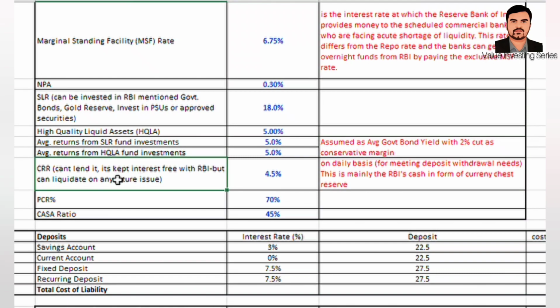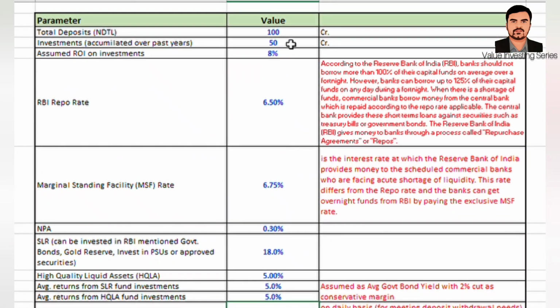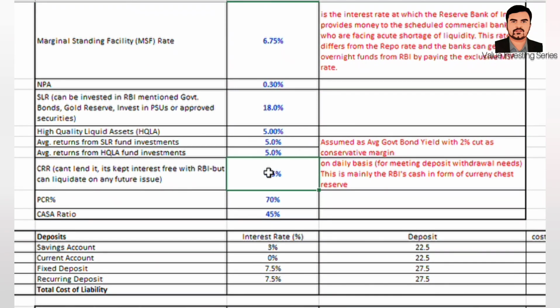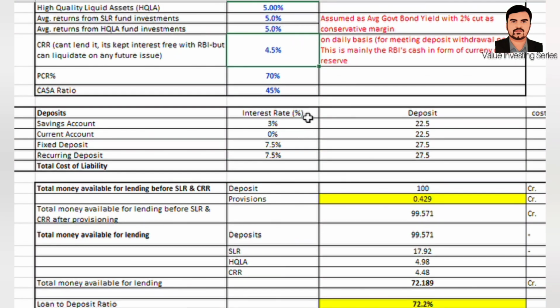Now another is CRR. The bank can't lend it because it is kept interest free with the RBI, but it can be liquidated on any future issue. So this 4.5%, like 4.5 crore out of 100 crore, doesn't give any return at all. On a daily basis, for meeting deposit withdrawal needs, this is mainly RBI's cash in the form of currency chest reserve. This is what the RBI prints and gives to us as currency. So that's like 4.5% of the deposits from the depositors.